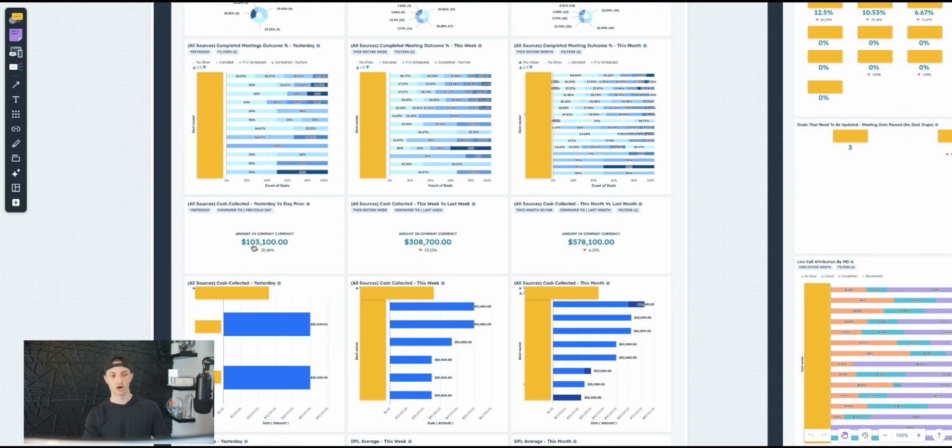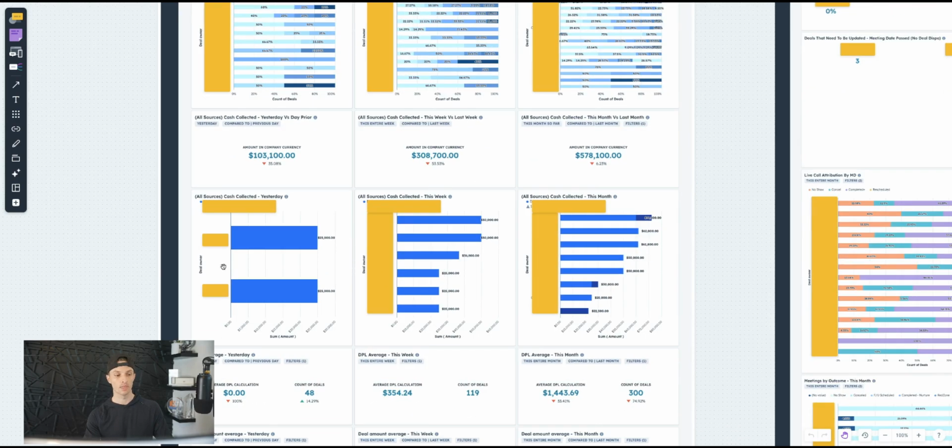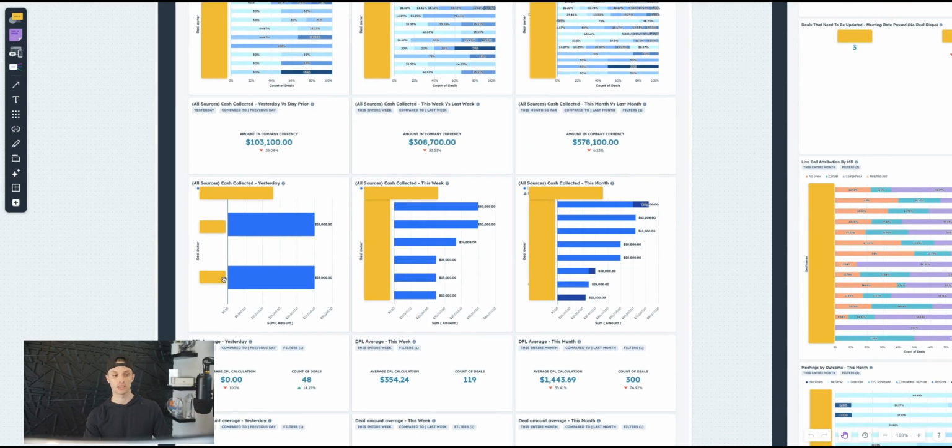All of our cash collected today, this week, this month, broken down by percentage up or down from today versus yesterday, right? We've got our cash collected by closer today, this week, this month.